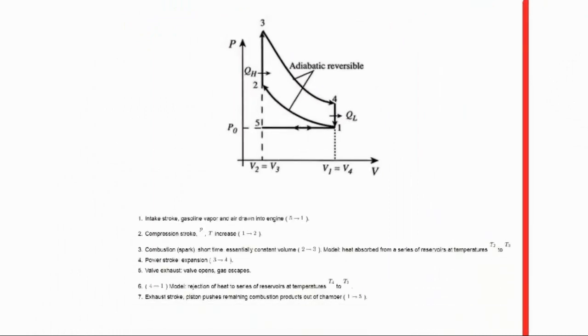5 to 1, intake stroke, gasoline vapor and air drawn into engine. 1 to 2, compression stroke, temperature increase. 2 to 3, combustion or spark, short time, essentially constant volume. Model: heat absorbed from a series of reservoirs at temperatures T2 to T3.